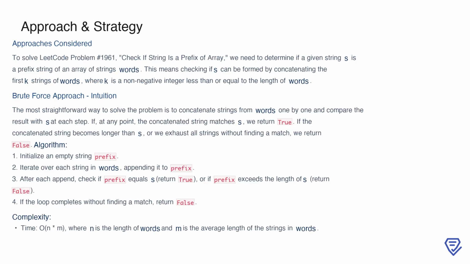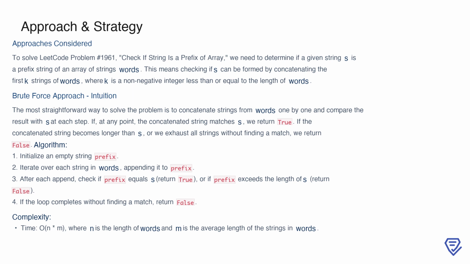To solve the problem of determining whether a string S is a prefix of an array of strings words, we need to check if S can be formed by concatenating the first k strings in words, where k is a non-negative integer less than or equal to the length of the array. The brute force approach offers a simple way to tackle this problem. The idea is to incrementally concatenate strings from the array and compare the result with S at each step. If the concatenated string matches S, we return true. If it becomes longer than S or all strings are processed without a match, we return false.